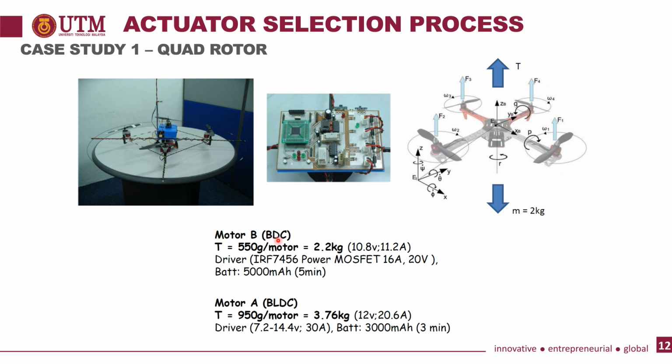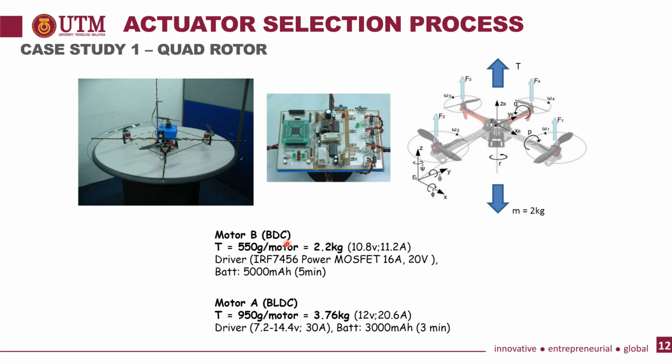That's why we have motor B here, which is the DC motor. The thrust here is 550 grams per motor, so with 4 motors the total is 2.2 kilograms. The motor is 10.8 volts at 11.2 ampere. The driver, which is the modulator, is an IRF7456 power MOSFET, 16 ampere, 20 volt. As you can see, the motor is 11.2 and the driver is 16 ampere, so usually we choose a higher rated driver compared to the motor. The battery is 5000 milliamp hour, which lasts about 5 minutes.